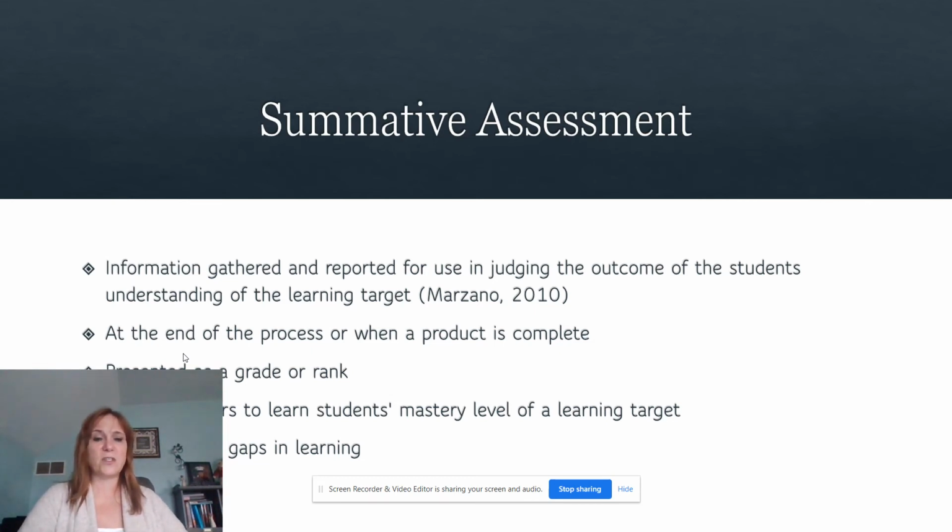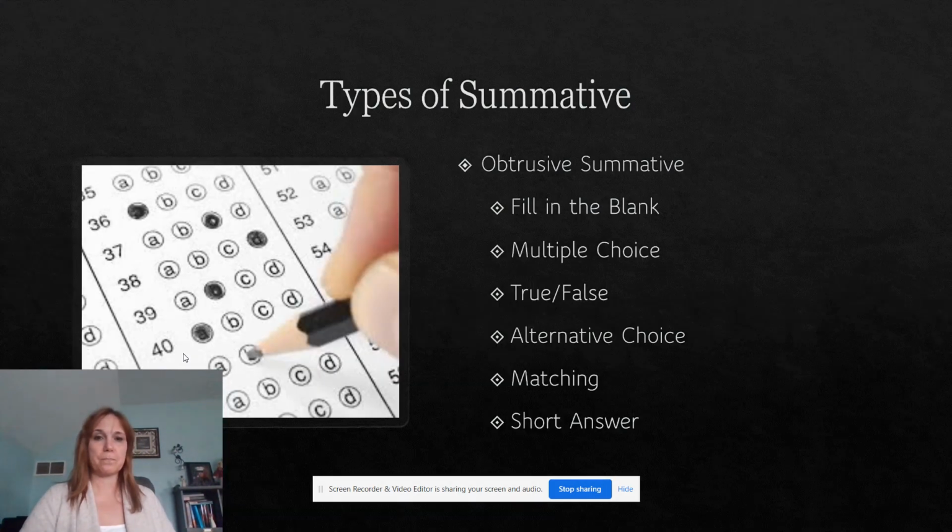Summative assessments allow teachers to learn students' mastery level of the learning target, and they also can demonstrate some gaps in learning, which may need to be filled prior to moving ahead. Some types of summative assessments.